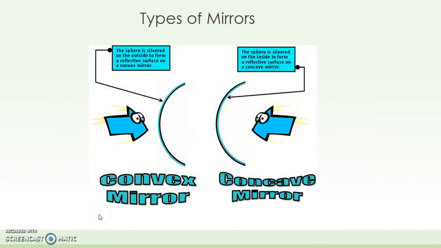Again, here's a visual representation of a convex mirror. The sphere is silvered on the outside to form the reflective surface. So a convex mirror has the outside of the sphere as the reflective surface, where the actual mirror is located. And the concave mirror has the reflective inside, where the mirror is. I always remember concave, because of the C right here, means that the mirror is going to be inside because it's a cave. So the mirror is inside the C. And then the convex will be the opposite of that. Just a little tip to help you remember that.